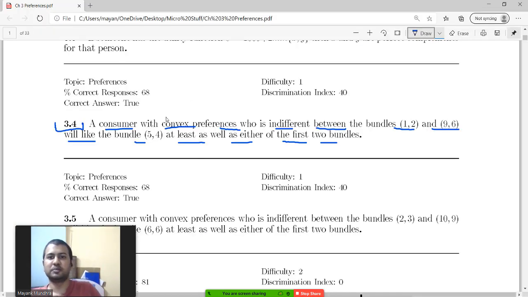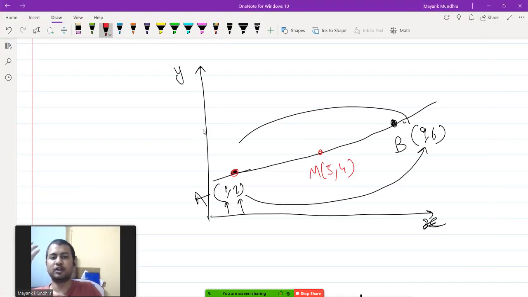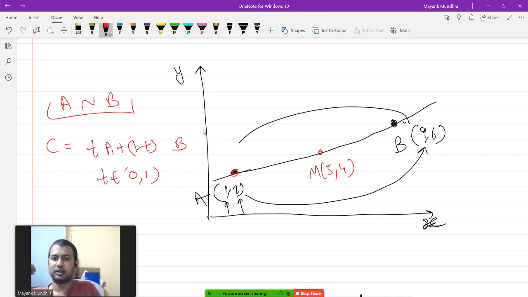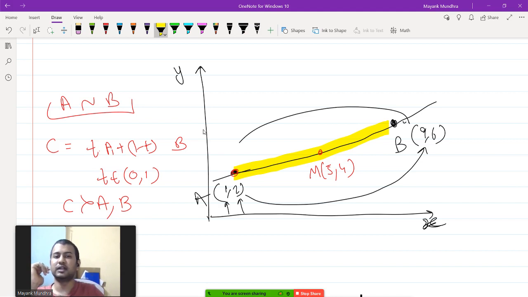Now the crucial piece of information is that preferences are convex. What convex preferences means is that if you are indifferent between bundles A and B, then any convex combination of A and B will be strictly preferred. So if you have another bundle C which is t times A plus (1 minus t) times B, for t belonging to 0 to 1, then the bundle C will be strictly preferred to A or B. What this implies is that if you connect both these bundles with a straight line segment, then all the points on that line segment will be strictly preferred to either of these two bundles. So that was the definition of convexity that we saw.